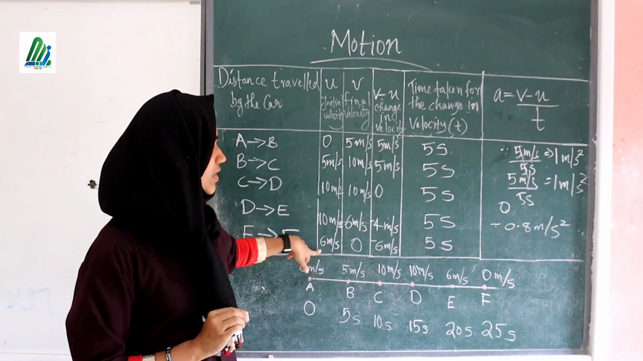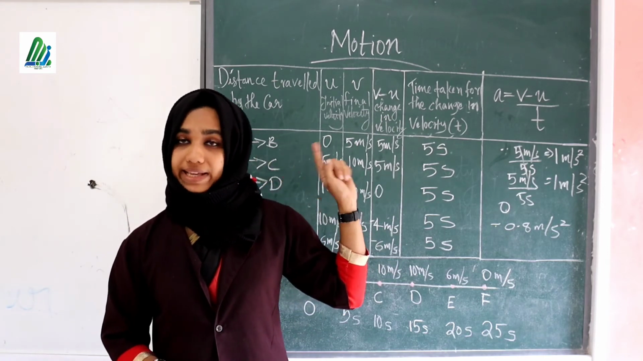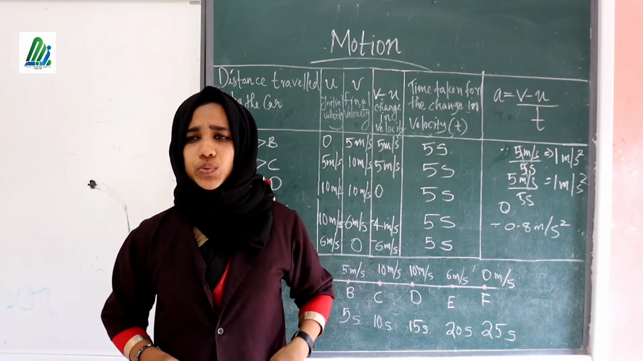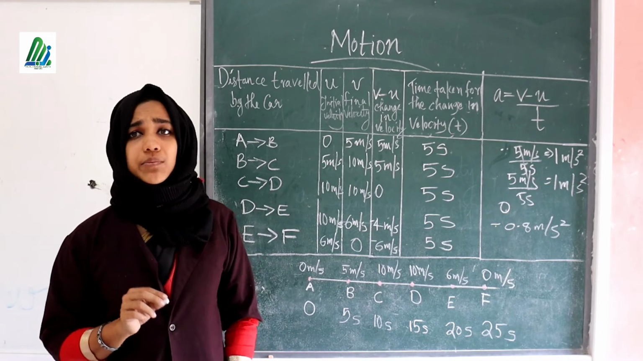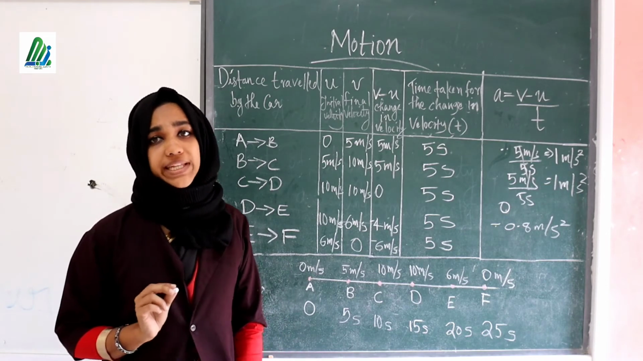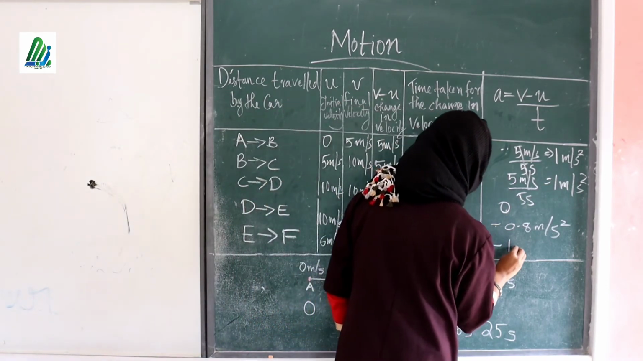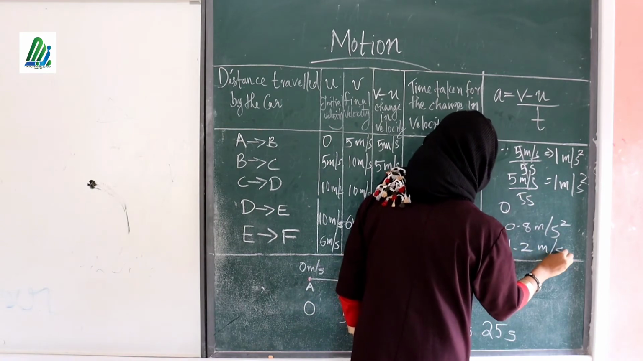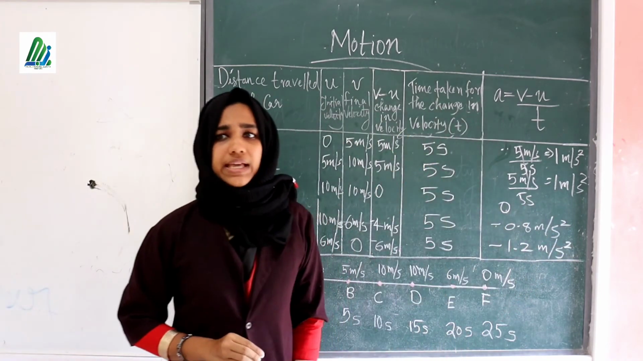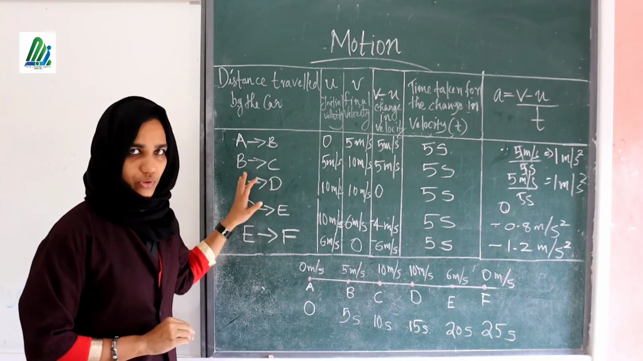Then we want to apply this into acceleration. So a is equal to v minus u by t. While applying we will get minus 1.2 meter per second square. Is it clear? I think all of you got it.